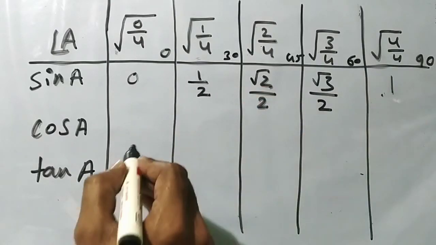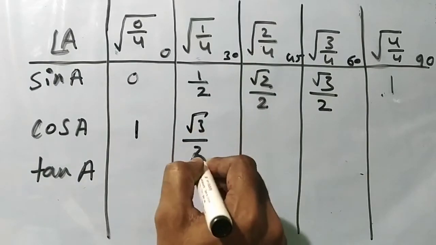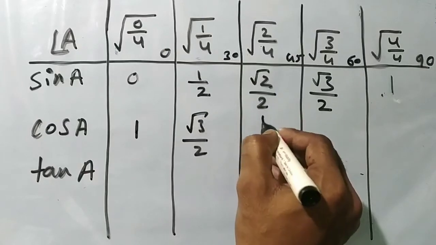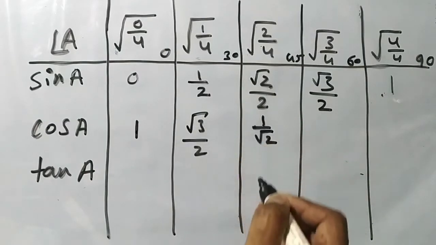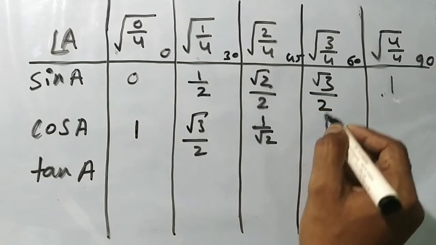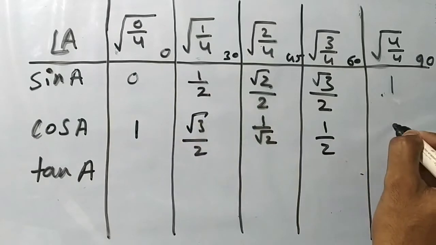Just reverse the values in cos. Write 1 here, 1. Root 3 here, that is root 3 by 2. Here same as, because here root 3 by 2 can be written as 1 by root 2. Root 3 by 2 here came, and this one here, and 0 here.